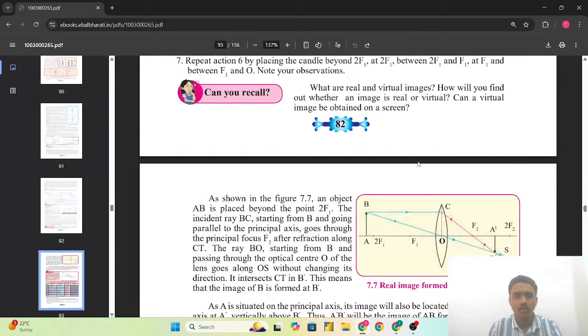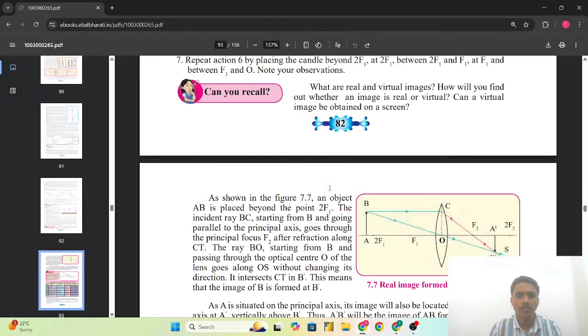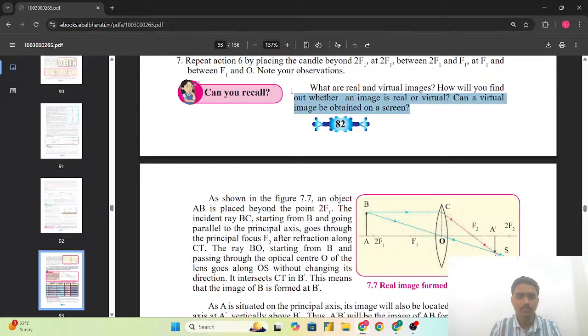So here, what are the real and the virtual images? How will you find out whether an image is real or virtual? Can a virtual image be obtained on a screen? So these are all things you can think about.